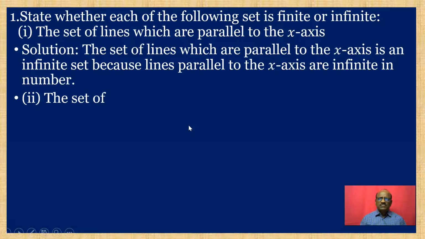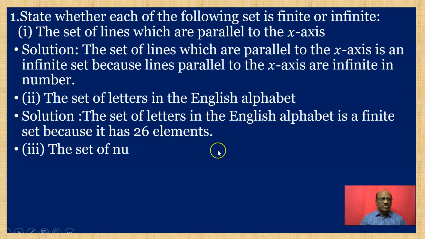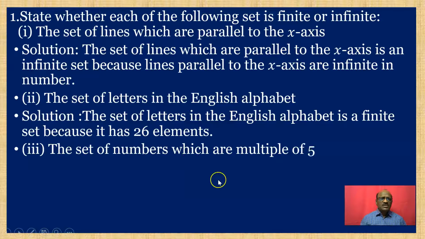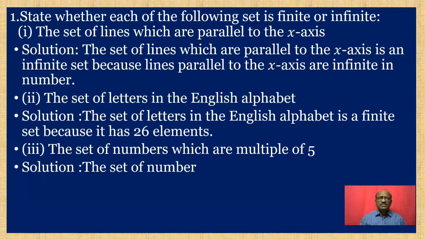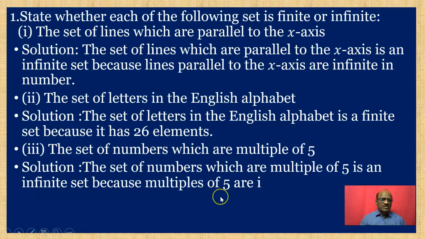Next, the set of letters in the English alphabet, it's a finite set. The set of letters in the English alphabet is finite because it has only 26 elements. Next, the set of numbers which are multiples of 5. Now this is infinite. The set of numbers which are multiples of 5 is an infinite set because the multiples of 5 are infinite in number.